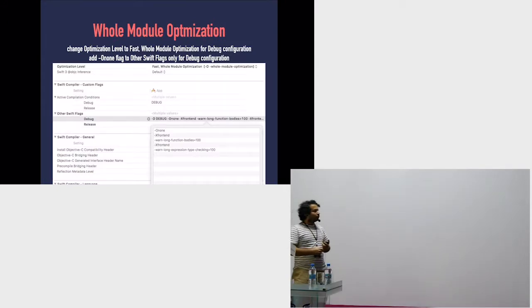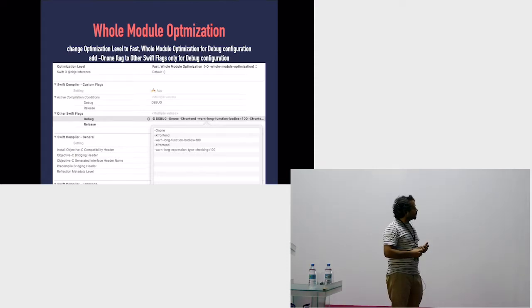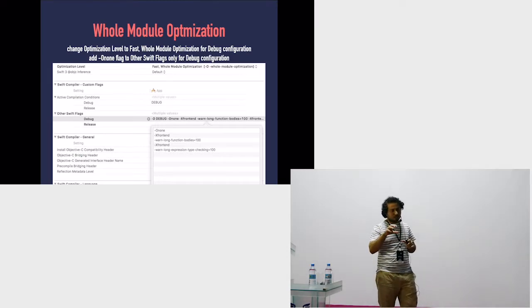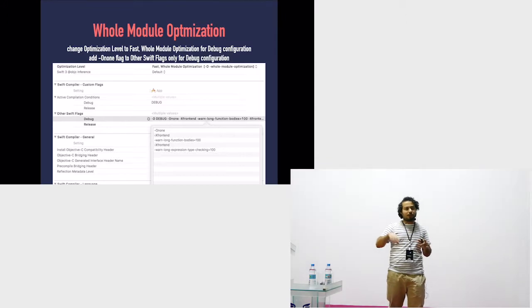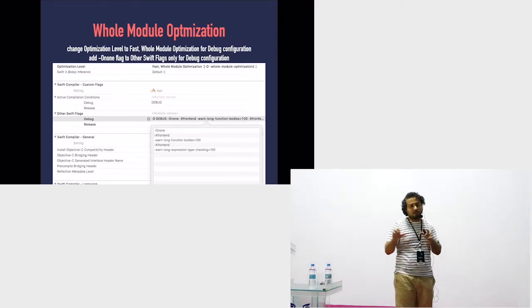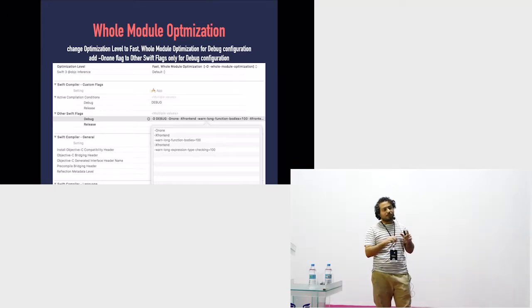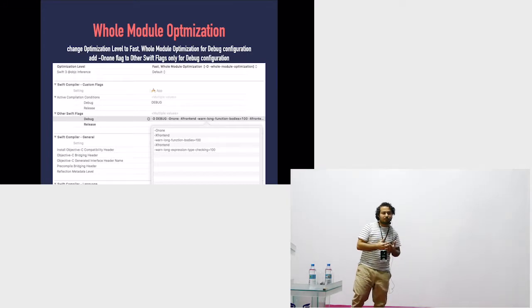One other thing is called whole module optimization, which is only for Swift. Whole module optimization is a really nice feature. With normal optimization, the compiler takes each source file and creates a job, and then it optimizes each file separately. But with whole module optimization, it takes the whole files and optimizes them together in the release build.